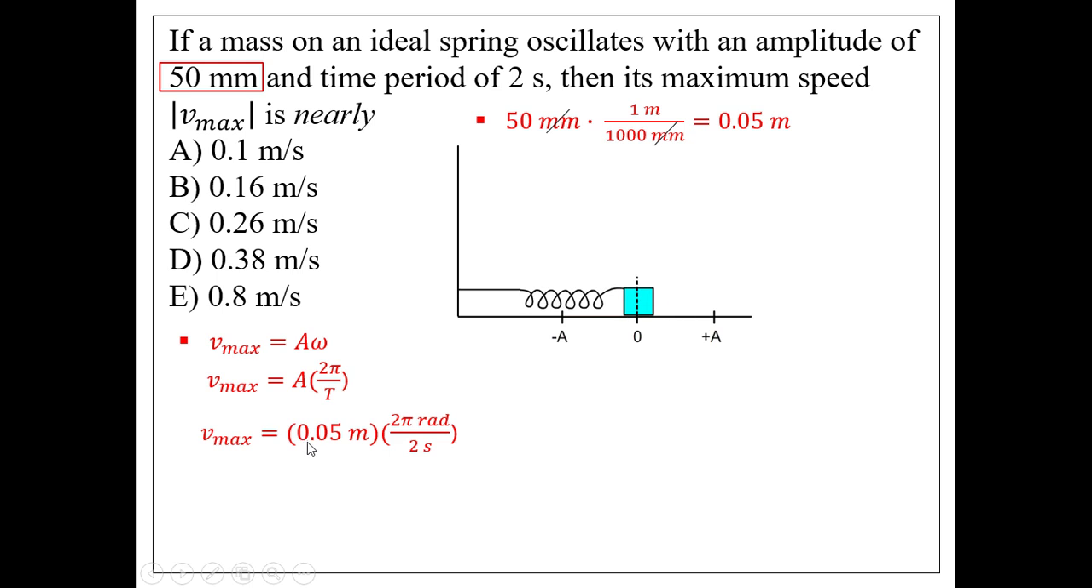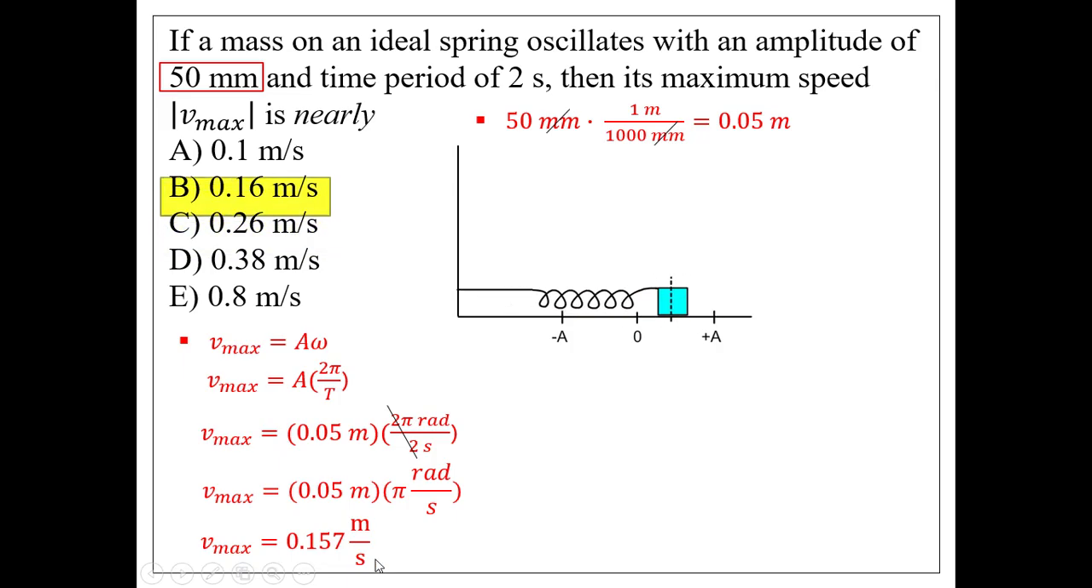A is 0.05 meters from the converted value, and then 2 pi rad divided by 2 seconds, the 2 seconds given in the problem. The 2 on top and bottom cancels out. So really, all you're left with is just 0.05 times pi. And if you do that correctly on your calculator, you'll get 0.157 meters per second. And that is closest to answer B.